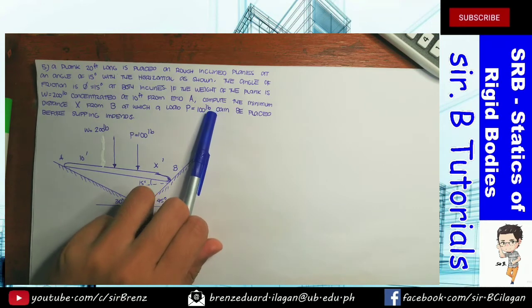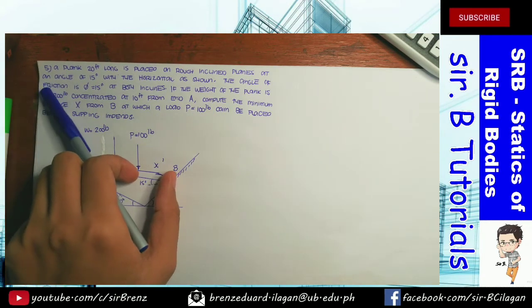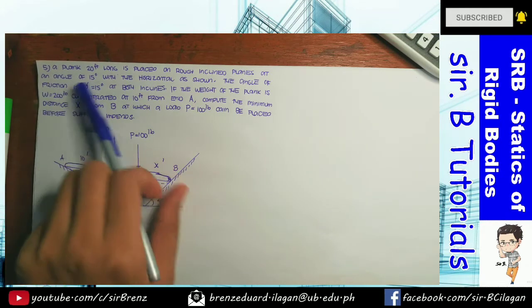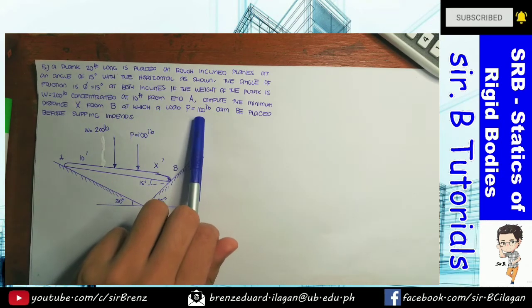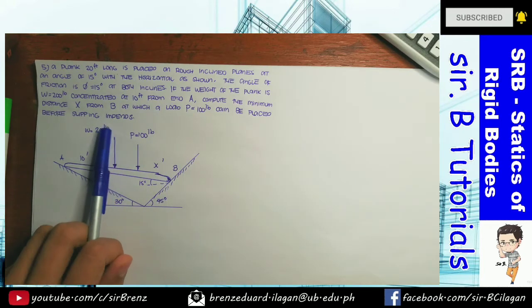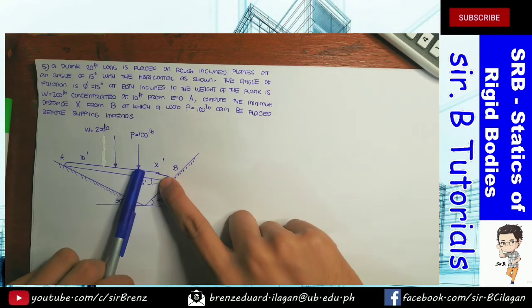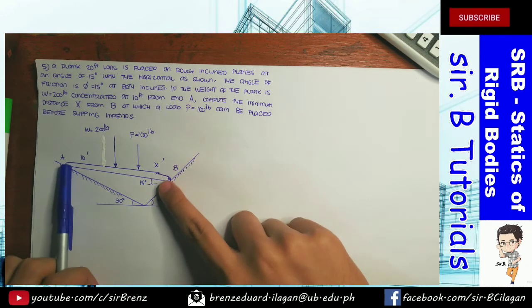Compute the minimum distance x from B at which a load P, 100 pound, can be placed before slipping impends. Okay? So ano daw yung minimum distance na pwede nating place yung 100 pound before siya mag-slip?